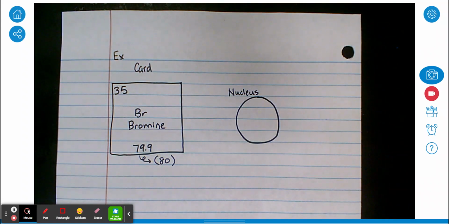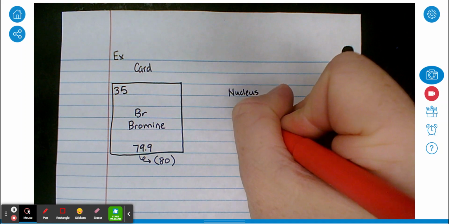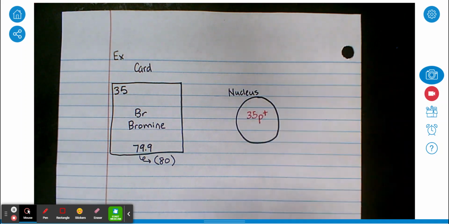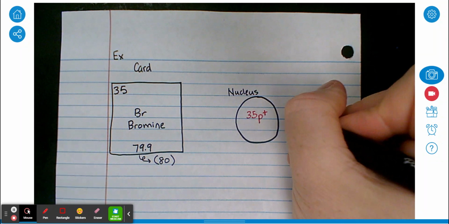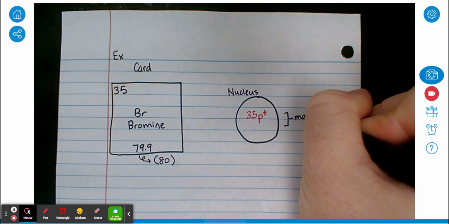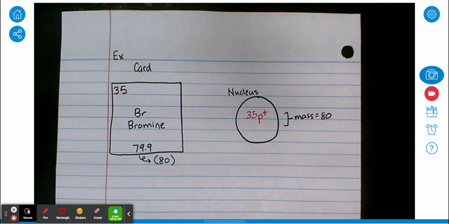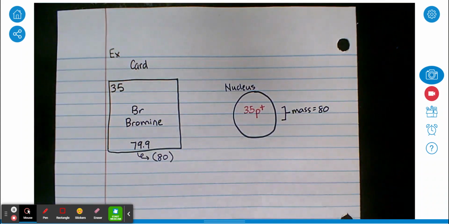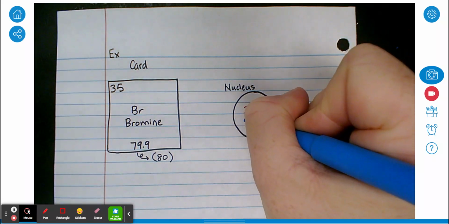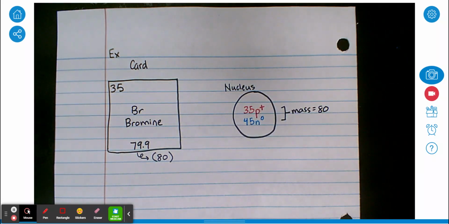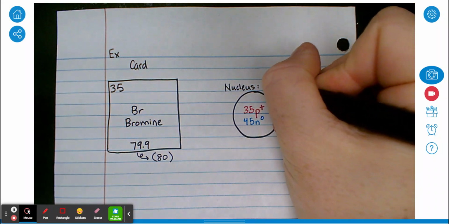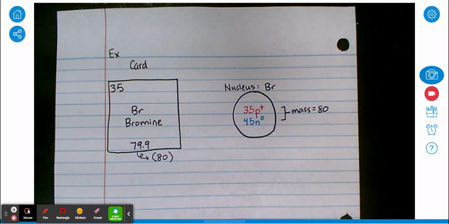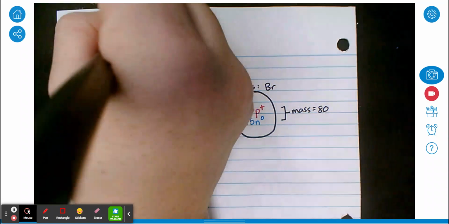Inside my nucleus, I get 35 protons. And I know the total mass of my nucleus has to equal 80. So if I need a mass of 80 and 35 are protons, the remaining weight must be coming from the neutrons. So I have 45 neutrons in my nucleus for bromine. All right, that's example 1.